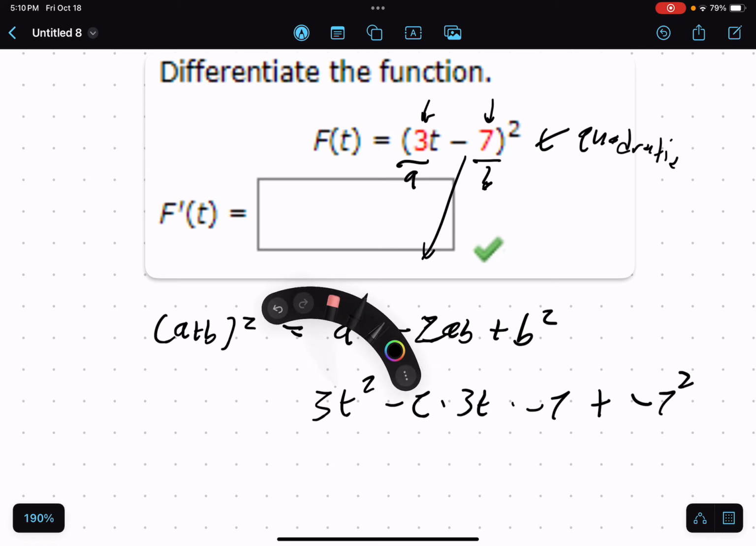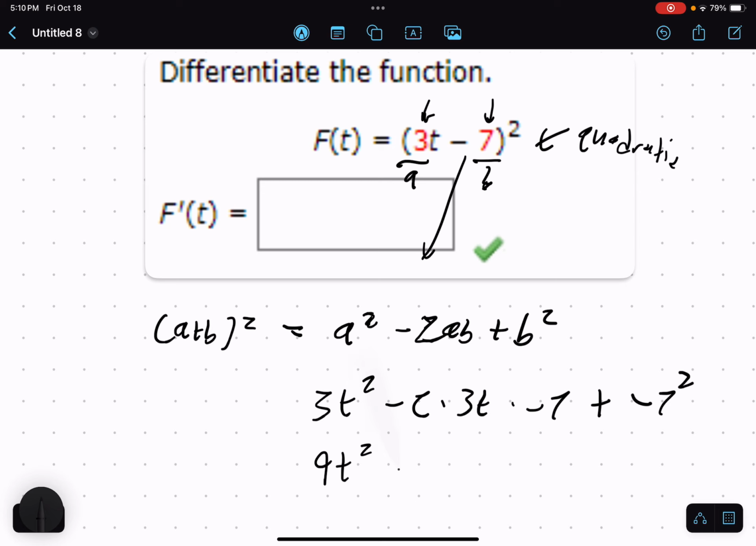So what we're going to do is multiply 3t by its factor, which would be 9t squared, and then subtract these values multiplied together, which is 42t, and then minus 49, which is what this value is. The reason why we have 9t squared is because you need a factor in this scenario.